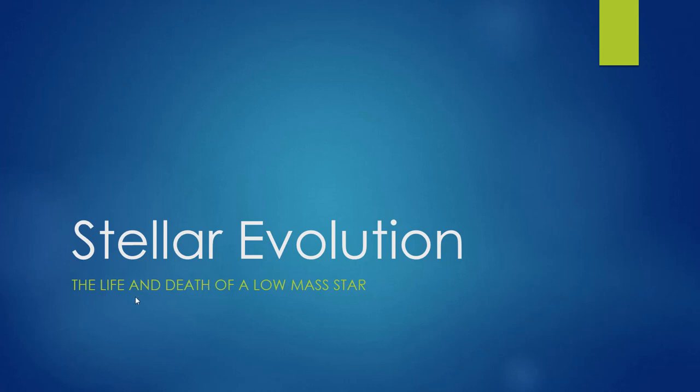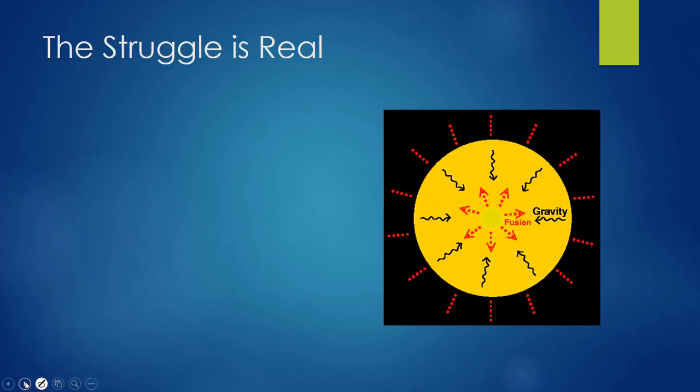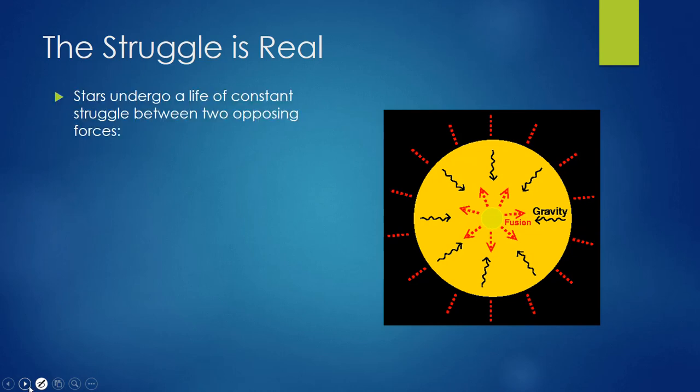Hello everyone. In this lesson we're going to take a look at how fusion and gravity both play a major role in the life of a low to medium mass star. These two forces are in a constant struggle with each other, trying to either collapse the star or explode the star. So there's this constant struggle between gravity, and gravity is an attractive force that pulls all matter together. It's trying to crush the star as small as it possibly can.